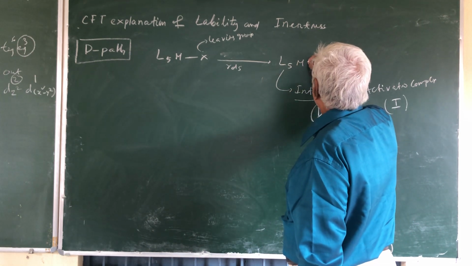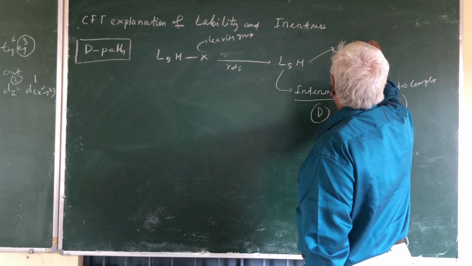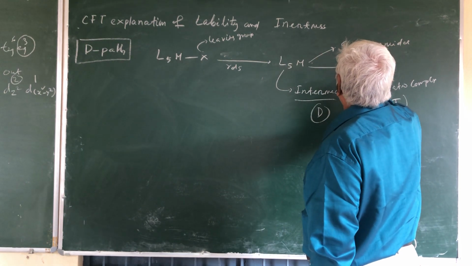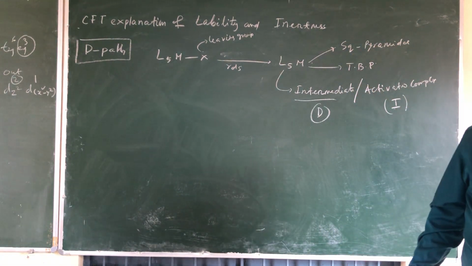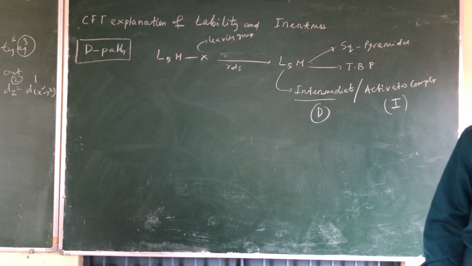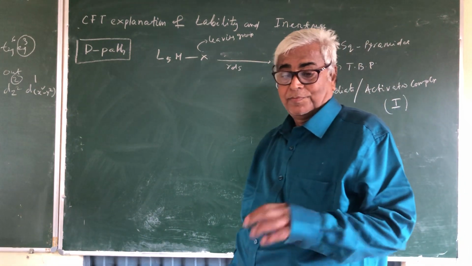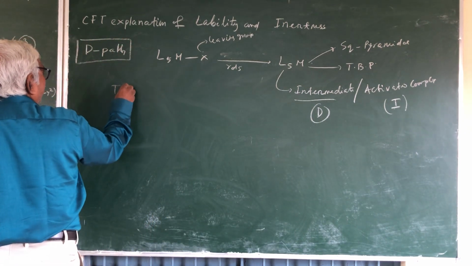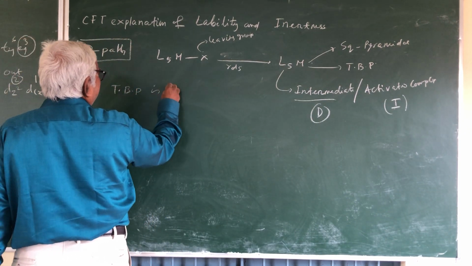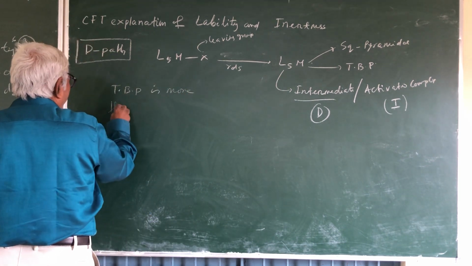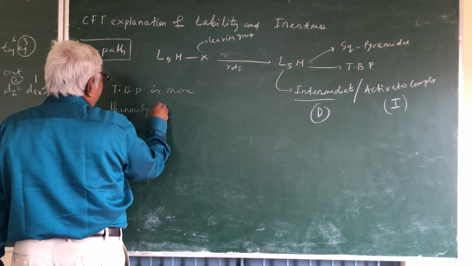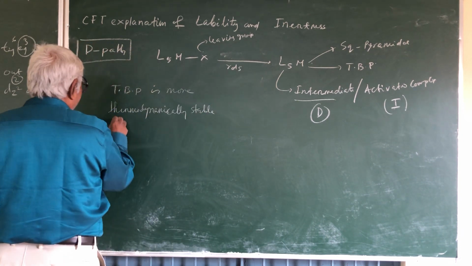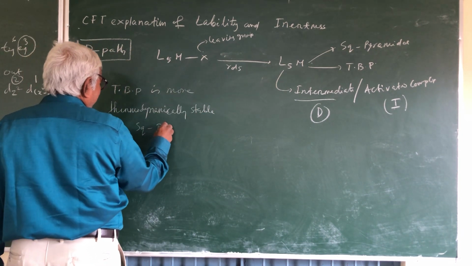This intermediate can have two geometries: one is square pyramid, another is trigonal bipyramidal. If you have read VSEPR theory, then you know that TBP is more thermodynamically stable than square pyramid.